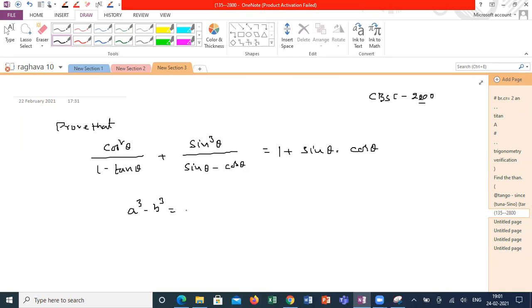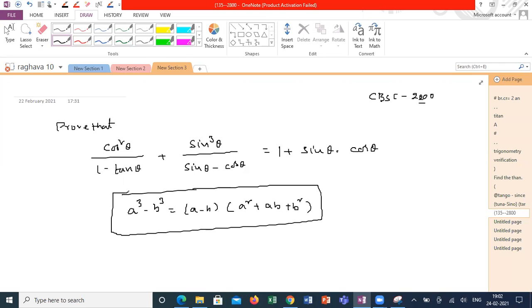A cube minus b cube will be equal to a minus b into a square plus ab plus b square. Yes, if you use this, you will get the answer.